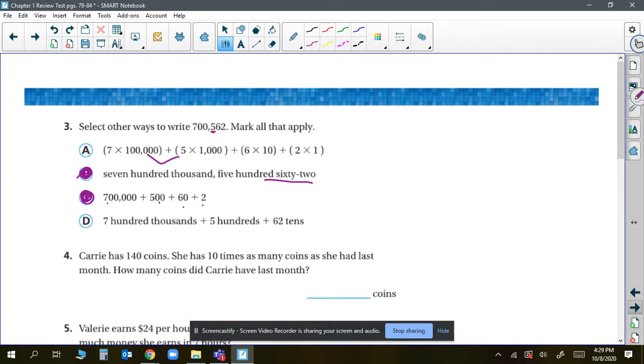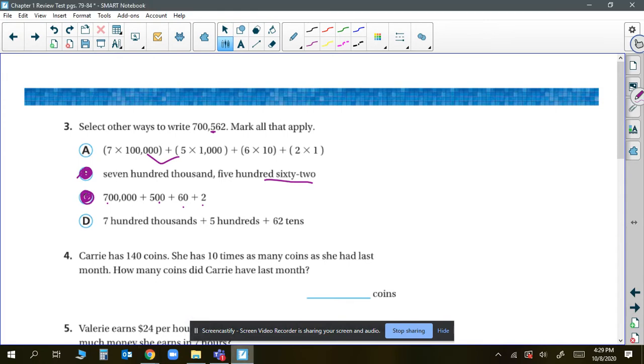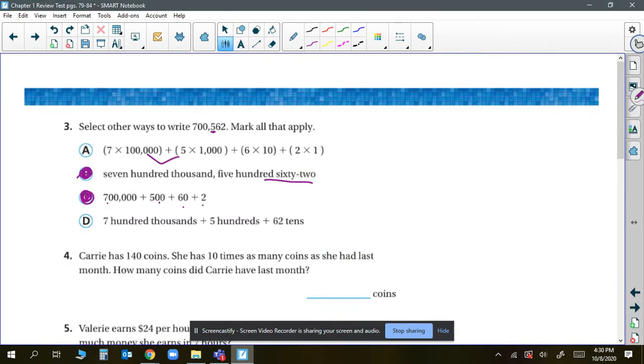If we have 700,000s, 500s, and 62 tens. Having some technical difficulty. Okay, and those 62 tens, that's where it's not going to work there. So that one is not going to work either. It shouldn't be 62 tens, it should be 62 ones.